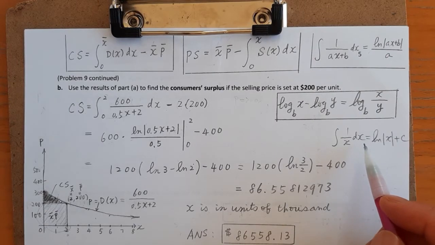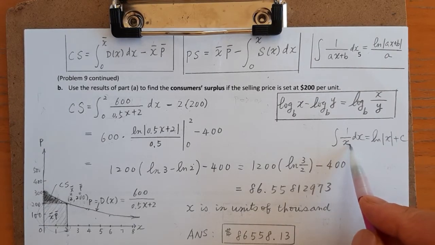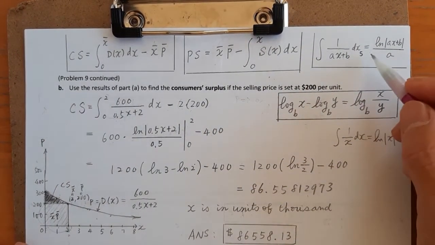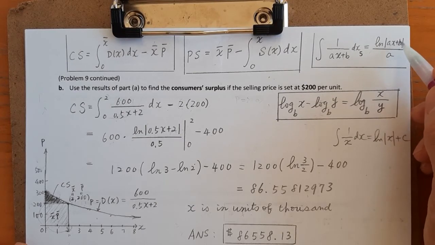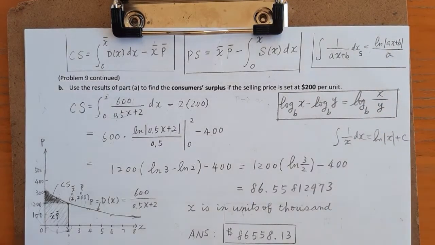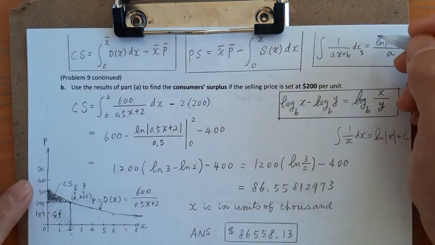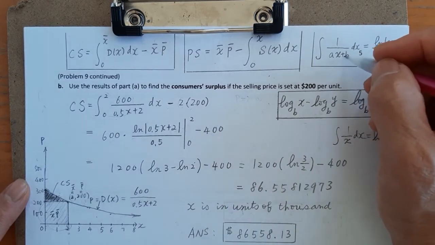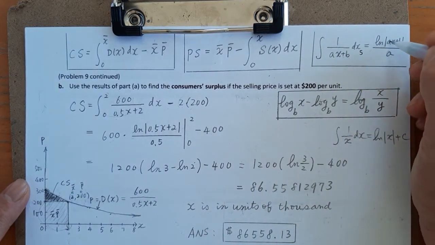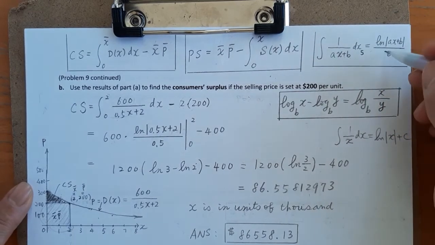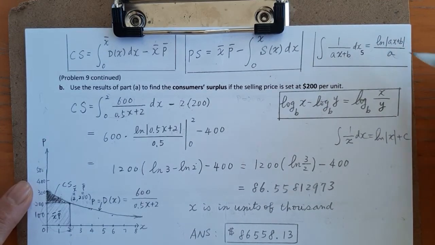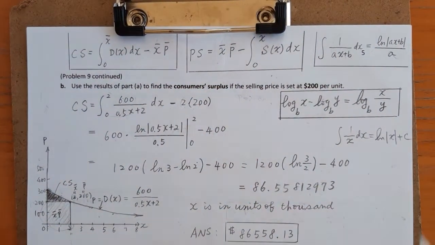Now, if it's not x, you use substitution. If it's ax plus b, the integral is still ln of the absolute value of ax plus b, but then you need to divide by a. Because if you take the derivative of ln, it is 1 over ax plus b, and by the chain rule you have to multiply by a. In order to get back to this, the a has to be cancelled. So here you divide by a. You multiply by a when taking the derivative, and the times a will cancel. You go back to this.